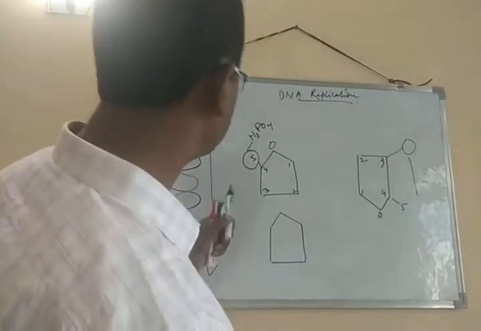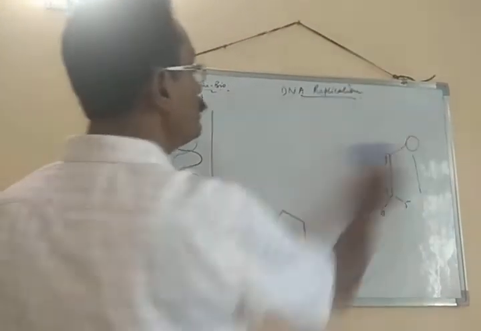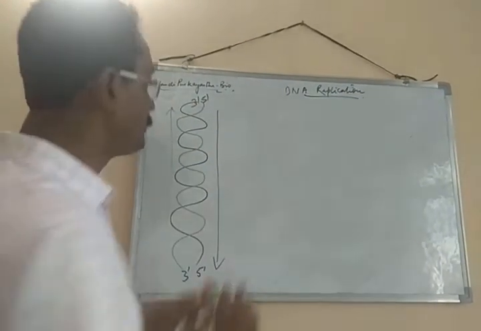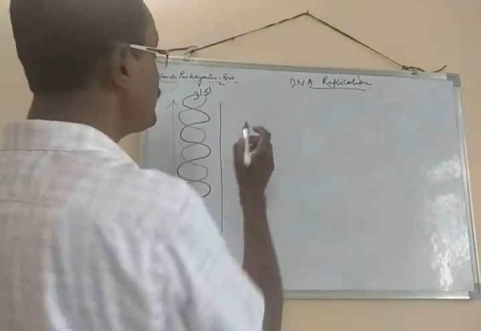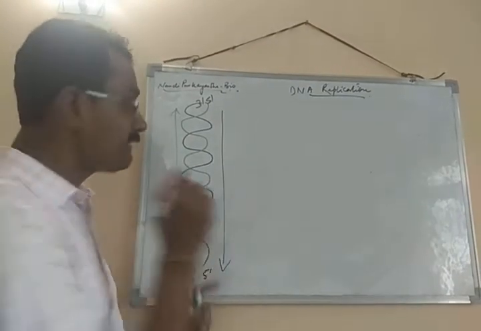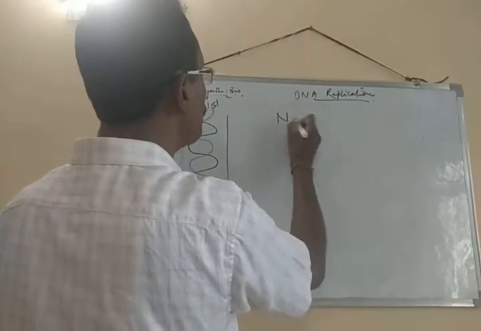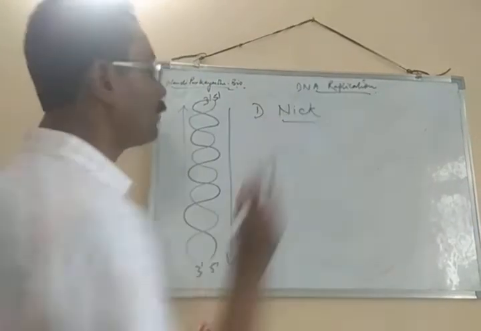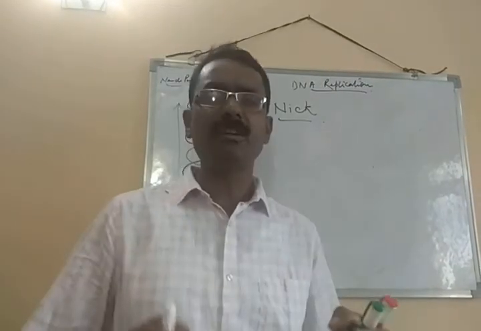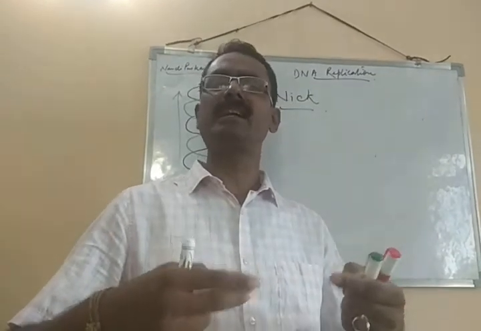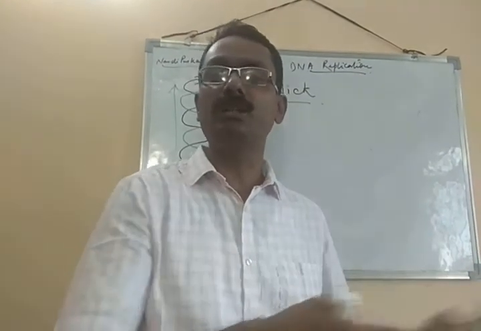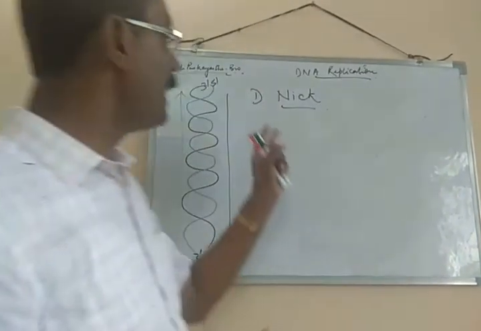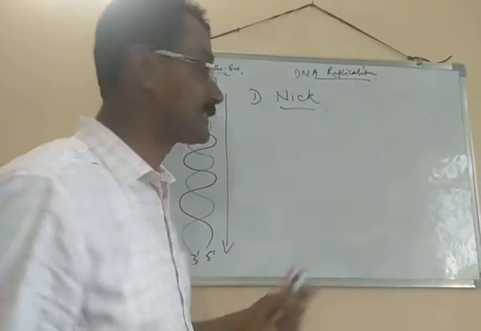When I speak about the replication of DNA, we will know some of the most important aspects of it. DNA is a double-stranded structure. First thing is the nick. Number one, keep in mind, nick. What is the meaning of nick? When you go to a tailor, when they make a shirt from the piece of cloth that you have given, they make a cut. That is called a nick. That is the point where the replication starts.